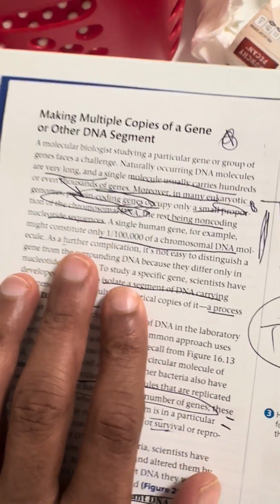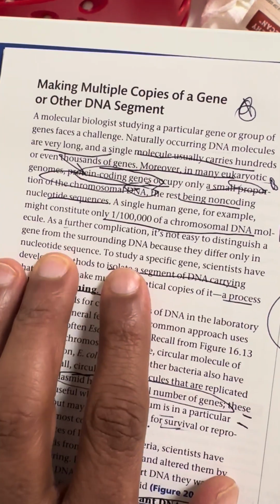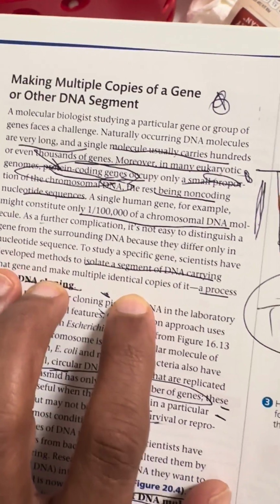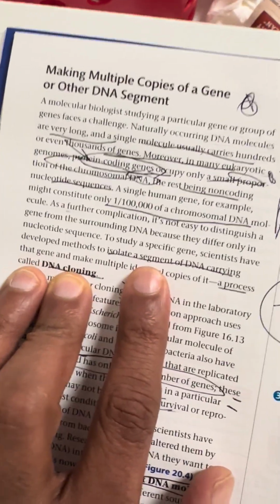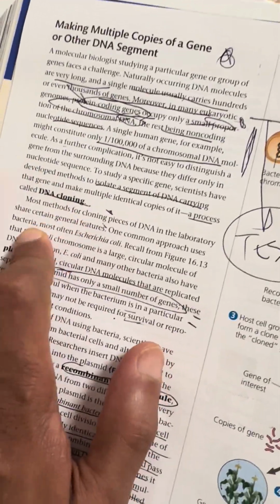And further, what makes this really tricky is that it's not easy to distinguish the gene from the surrounding sequences, because they all look the same, right? So you have to isolate the specific gene, isolating a specific little gene and then making copies of it. Okay, so that's the whole idea.